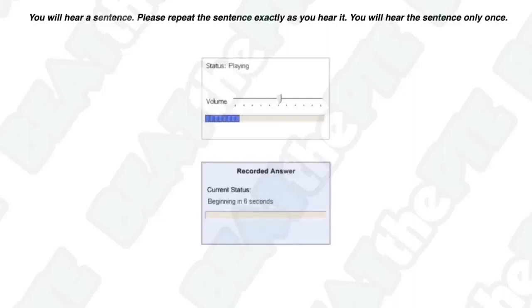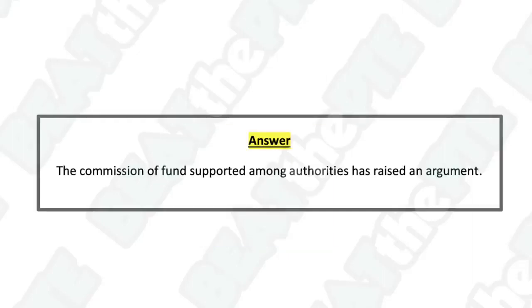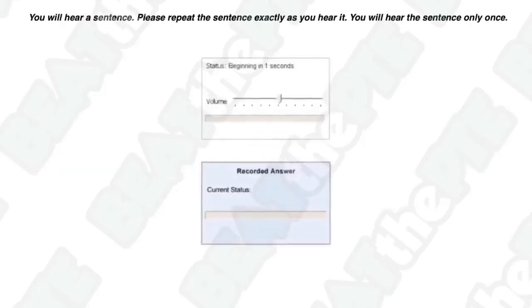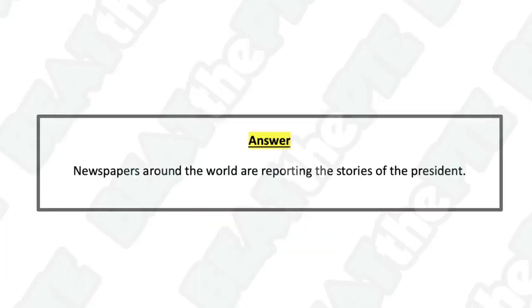The Commission of Funds supported among authorities has raised an argument. Newspapers around the world are reporting the stories of the president.